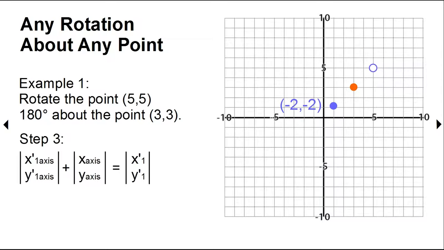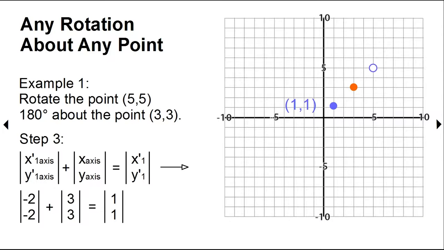Let's write our formula, substitute in, and calculate. We now know that the point is 1, 1. However, we don't want to present it as a matrix, so let's just rewrite that as an ordered pair.